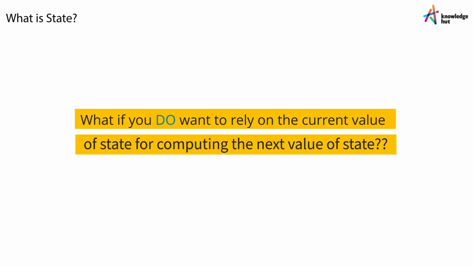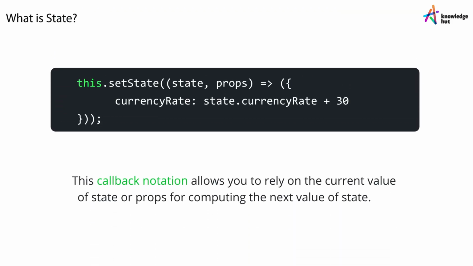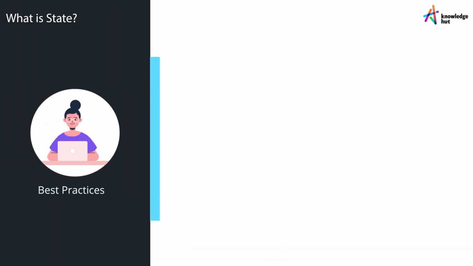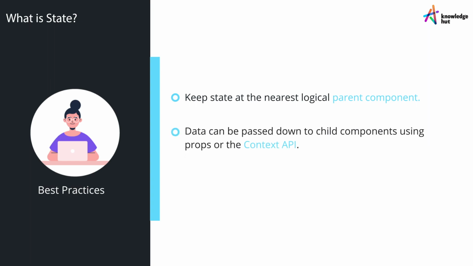So what about situations where you do want to rely on the current value of state for the next update? In such cases, React allows you to use this notation where you can get access to the state object and also props. The function here receives the current value of state, which you can then update as needed. When working with a large interface or an application, it is a strongly recommended practice to keep state at the nearest logical parent, from where it can be passed down to child components using props or a feature known as the context API.